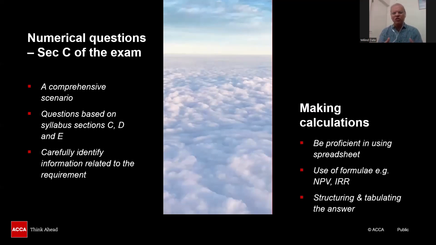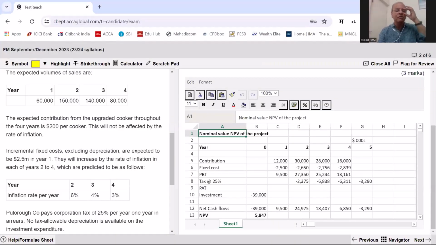I'll just show you one of the exhibit. I have already pre-populated those numbers. It's again from the September, December 2023 sample examination, where this section C question is based on net present value calculation. So based on my understanding, I have structured this answer in this particular manner. Please remember, once you structure, you can't add or delete either a column or a row. So think 10 times before you actually structure your answer.